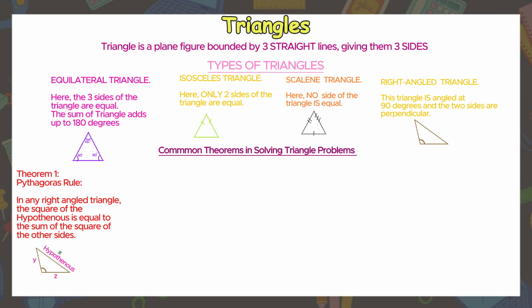For example, in a right angle triangle, from the theorem, the square of the hypotenuse. What is the hypotenuse? The hypotenuse is always the longest side, which is our x. That means that x squared is equal to y squared plus z squared. So that is the theorem. Now, let's pick one example using the first theorem to solve a particular problem.